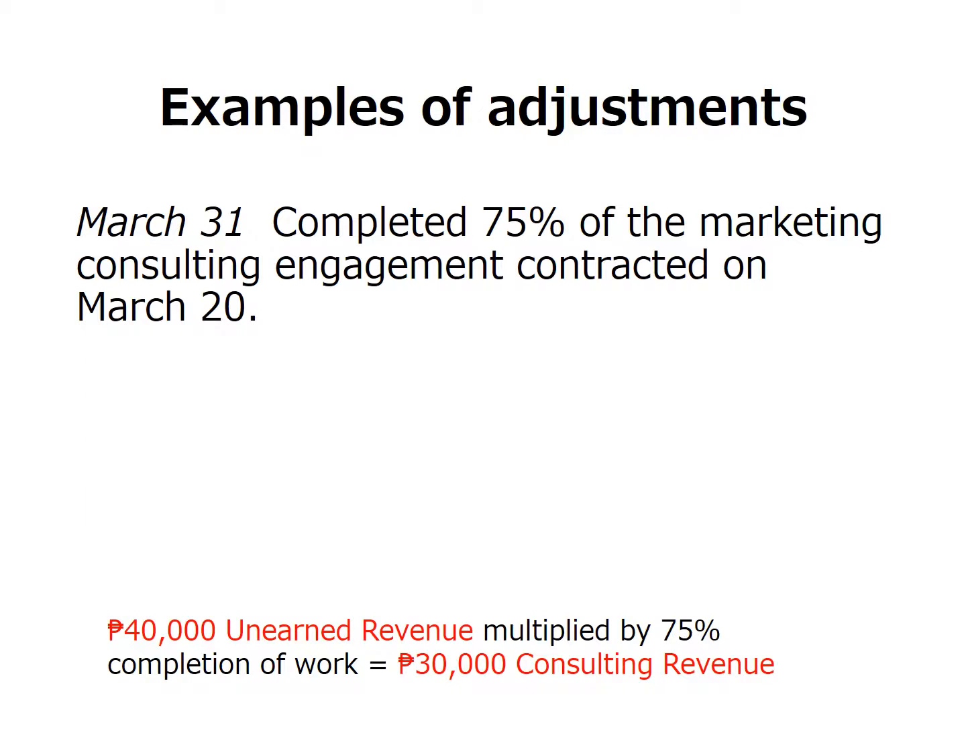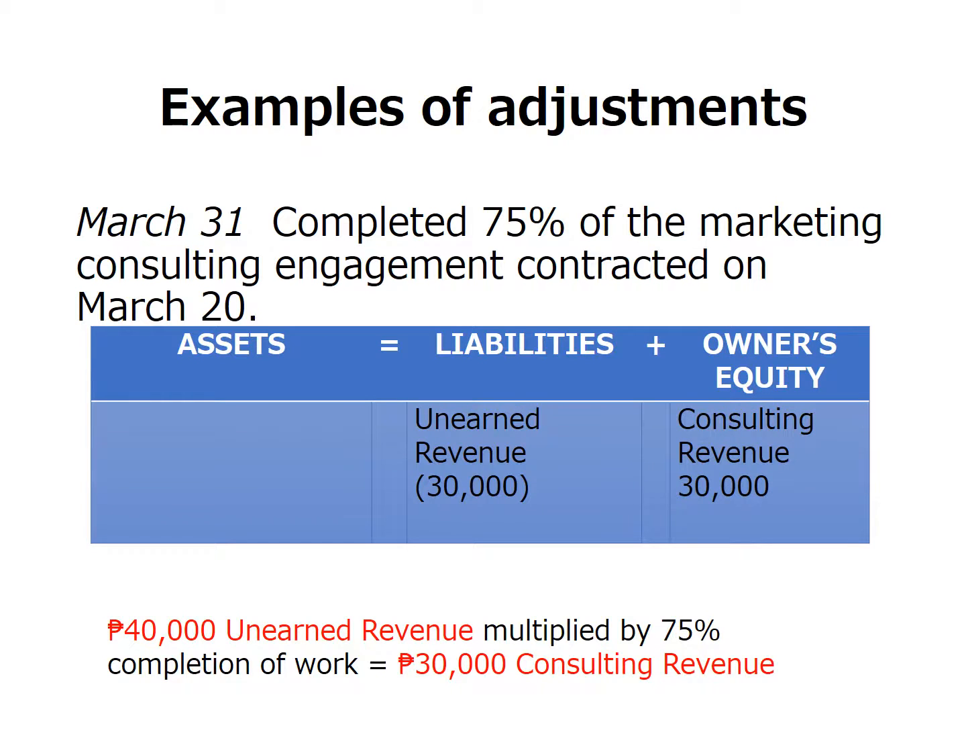So how are we going to analyze this transaction? Unearned revenue decreased by 30,000 pesos, because the 30,000 pesos, or the 75% completed service, is no longer unearned revenue. It's already an earned revenue, or we can call it consulting revenue. Consulting revenue increased by 30,000 pesos because the business had already completed 75% out of the 40,000 pesos.